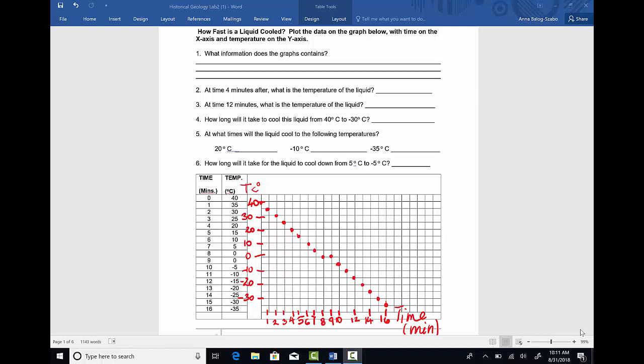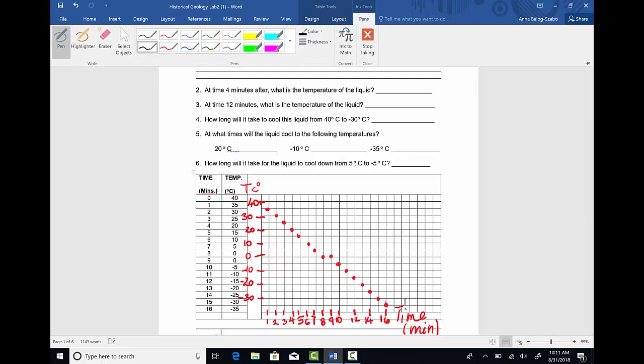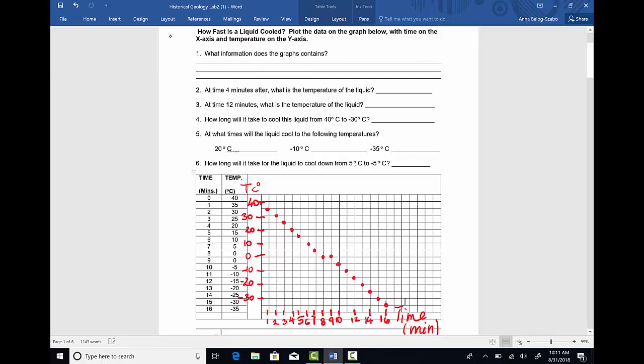And now let's work on the absolute problems. The first thing we have to do here is to practice how to graph data sets. And the first question is, what information does the graph contain? And as you can see here, they ask you to plot the, I'm going to choose red, to plot the temperature on the y-axis, the time on the x-axis.